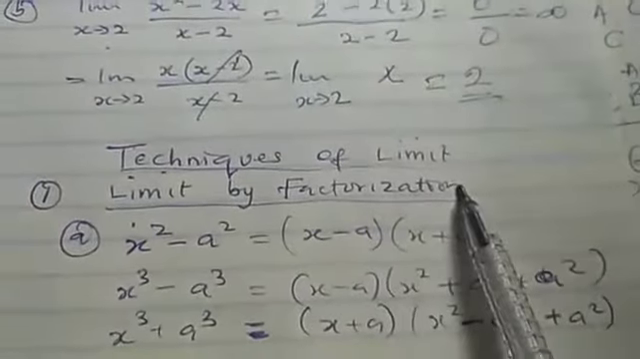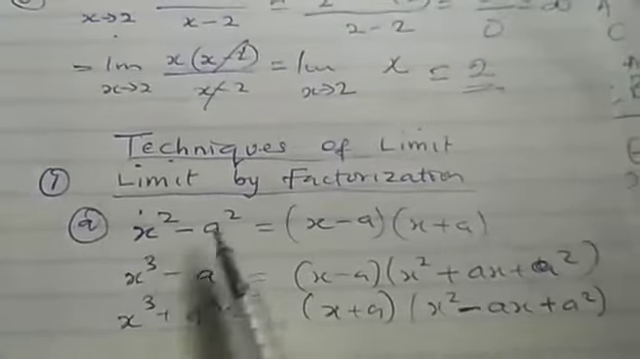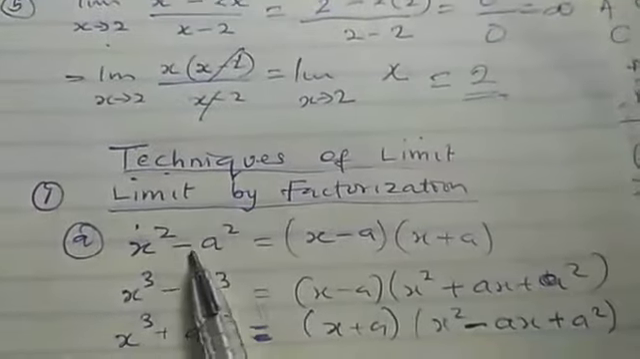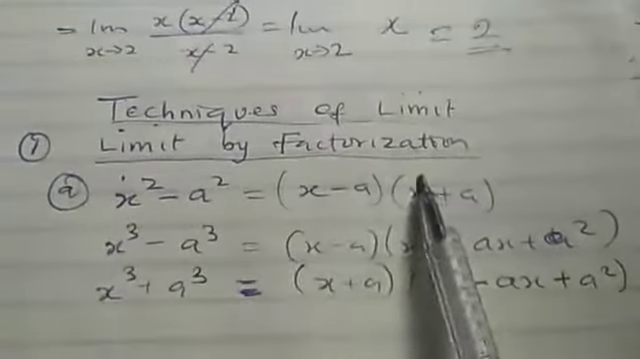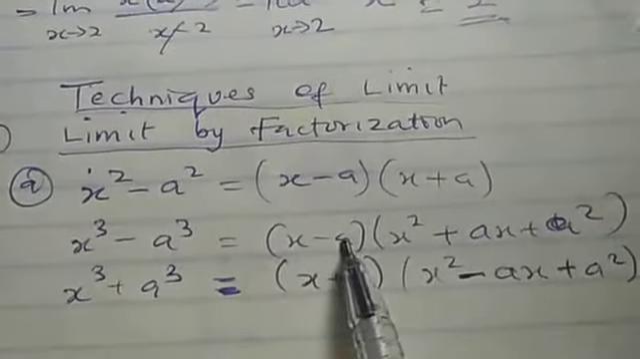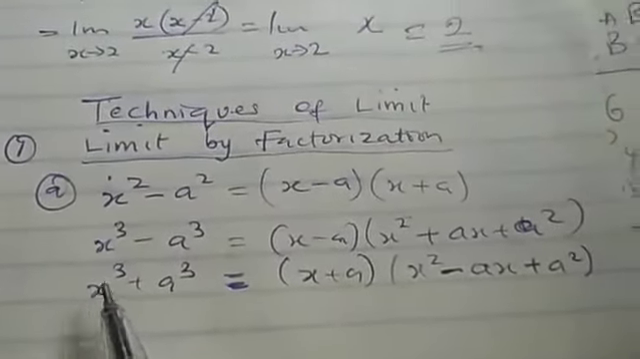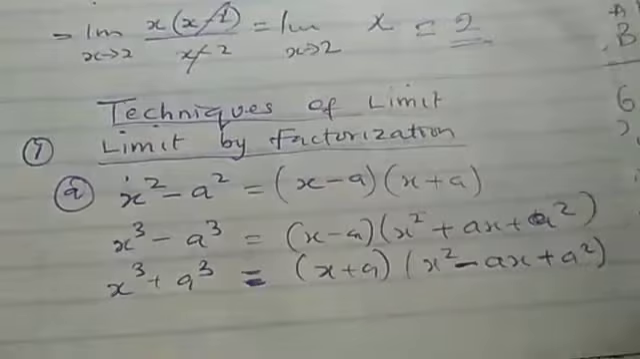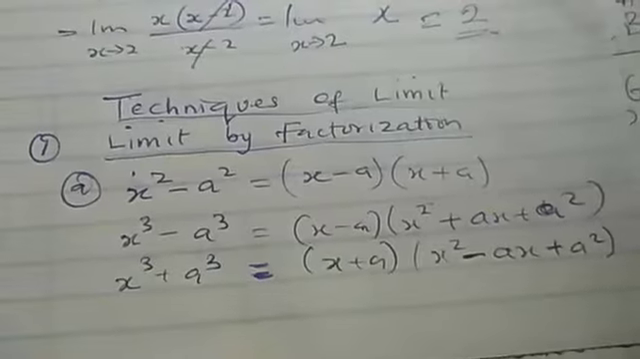For limit by factorization, we are all familiar with factorization, how to factorize an expression. But these ones are special factorizations. Anytime you have s squared minus a squared, this is the difference of two squares. So we should take note of this one and memorize them. s cubed minus a cubed, the difference of two cubes. This is s minus a into, this is the factorization. They are common factorizations which we must know and memorize. And there are other methods of factorization that we have known before, such as using the quadratic formula.